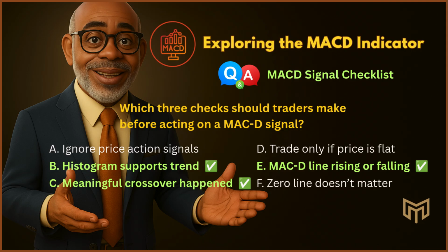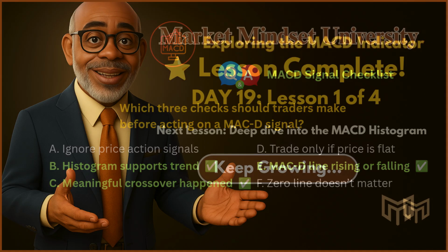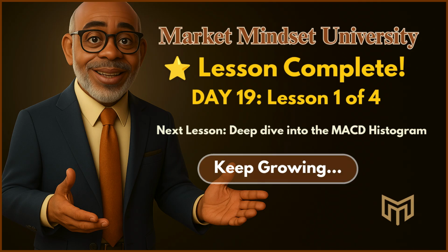Now you know. Congratulations. You've now completed day 19, lesson 1. You now understand how traders use the MACD line, signal line, and histogram together to identify momentum shifts and confirm trading signals. Remember, the more you practice applying these concepts, the more effective and confident you'll become in real market conditions.